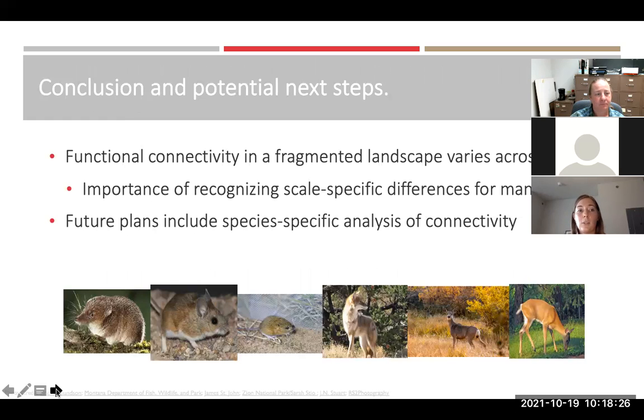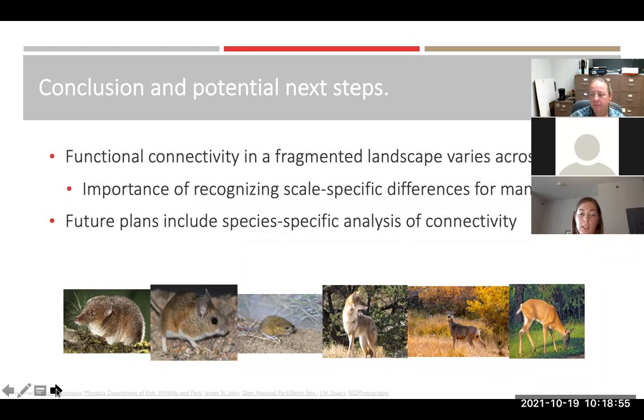So I do just want to briefly conclude and reiterate some of those potential next steps. I think the clear takeaway with this project was that there is this cross-scale variation in connectivity in this fragmented landscape, which is the Central Platte. And I think there is an importance of recognizing those scale-specific differences in connectivity and thinking about how we can acknowledge those and incorporate those into management.